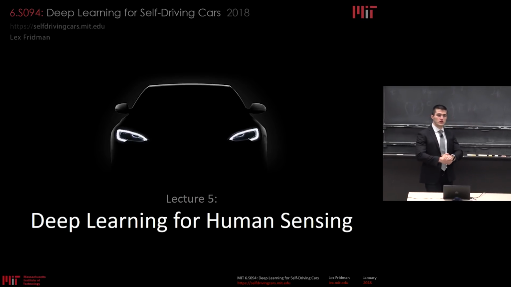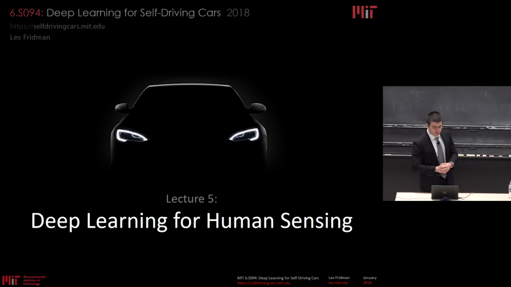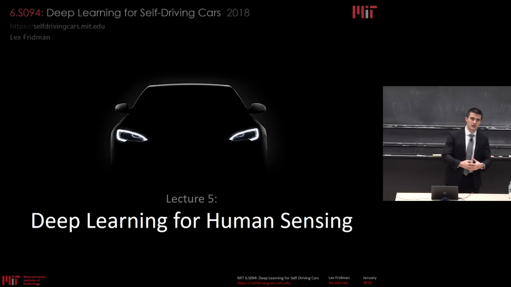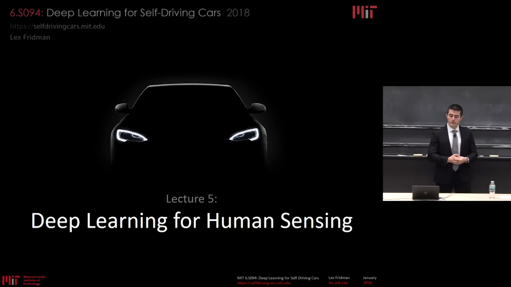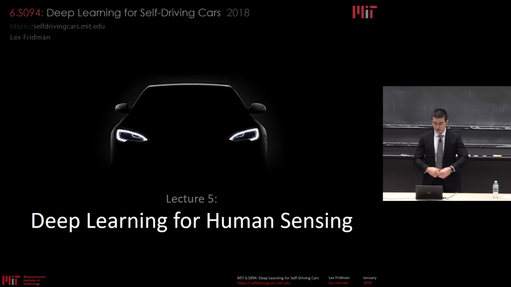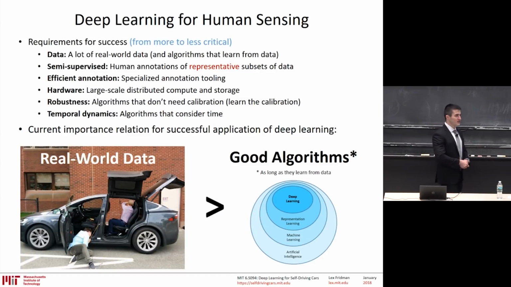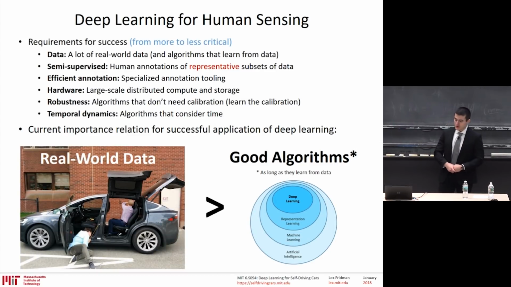We're just going to focus on computer vision, how we can use computer vision to extract useful, actionable information from video, images, video of human beings, in particular in the context of the car.